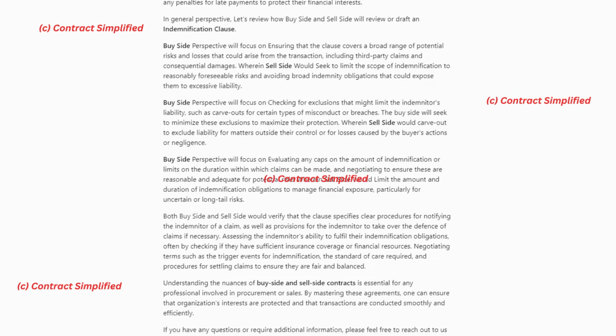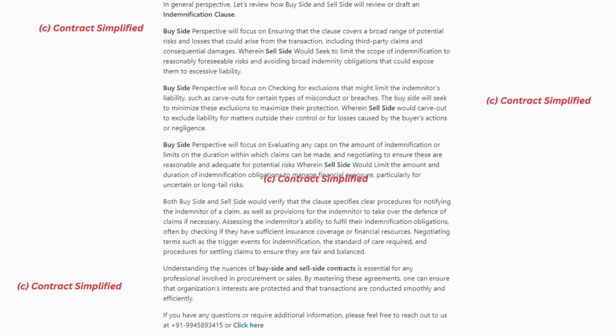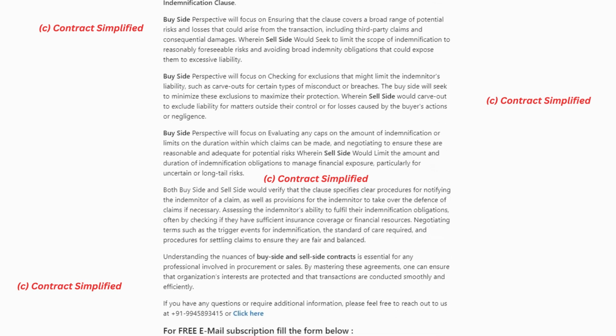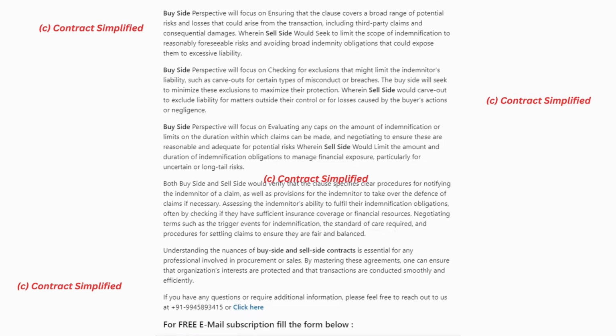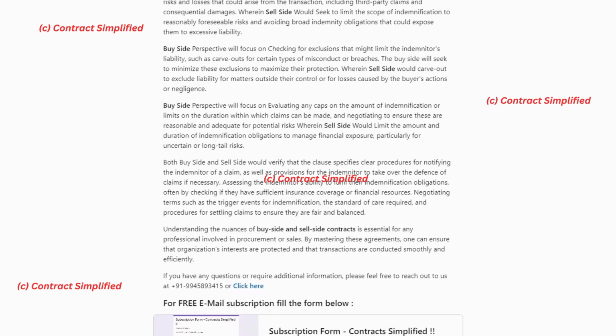Conversely, from the software development company's sell-side perspective, fees and payment clause, the fee clause would specify the rates and terms under which the fees are charged for their services. They would outline invoicing procedures, payment schedules, and any penalties for late payments to protect their financial interest.